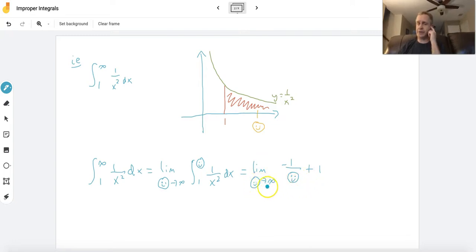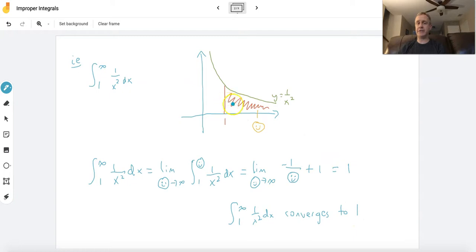As Mr. Smiley Face goes off to infinity, that's going to make the denominator of this fraction immensely large, and so this fraction is going to approach 0. That means the value of this limit will be 1. Since the limit in this example exists and equals 1, we can say that our original improper integral converges, and in particular converges to 1, because of the area in this region bounded by the graph and the x-axis from 1 all the way out to infinity.